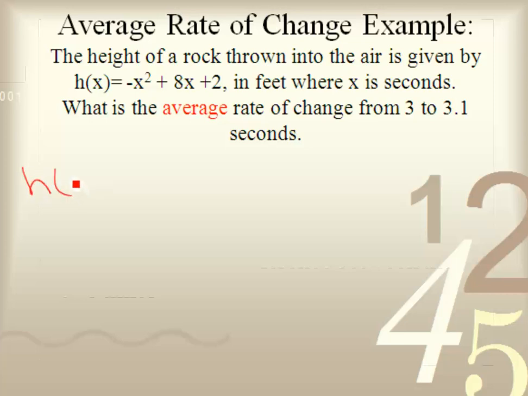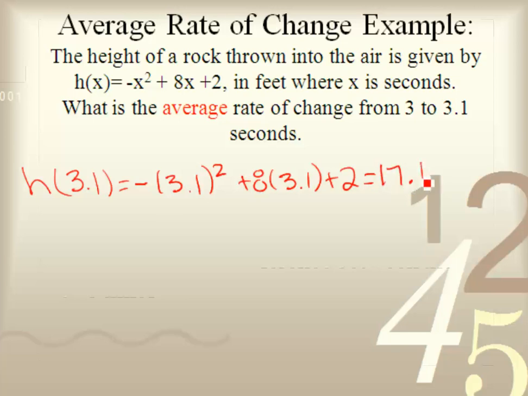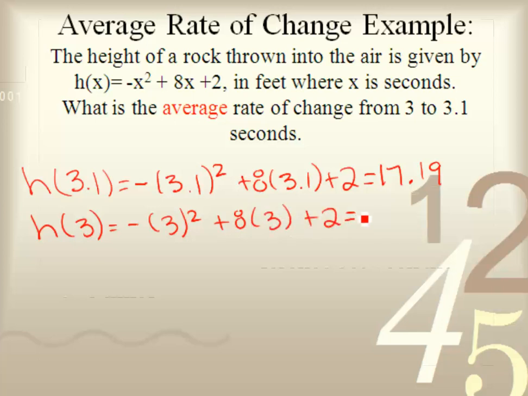So if we look at h of 3.1, we're going to substitute that into the equation. So negative 3.1 squared plus 8 times 3.1 plus 2. Using your calculator to evaluate that will give you a value of 17.19. Now let's find h of 3. Once again, we're going to substitute 3 into our equation for x. Evaluating that gives you a value of 17.